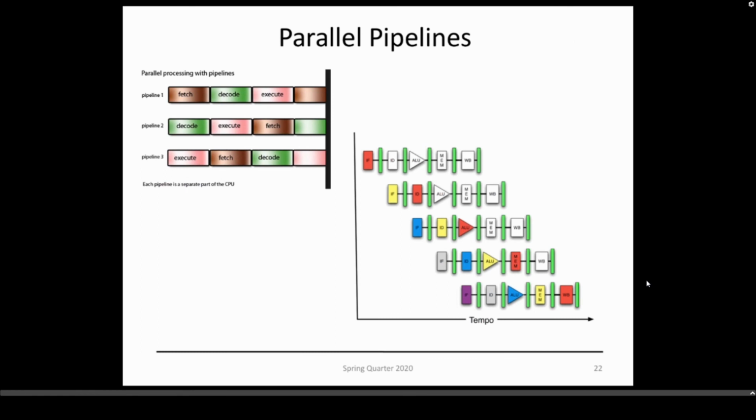If I'm able to fetch while I'm decoding another one and executing another instruction, that's totally fine. And that's what it's called pipelining. And I can accelerate the process. Instead of taking, let's say, 4 clock cycles to run 2 instructions, I can actually run 2 instructions in the time of 1 on those 3 clock cycles.